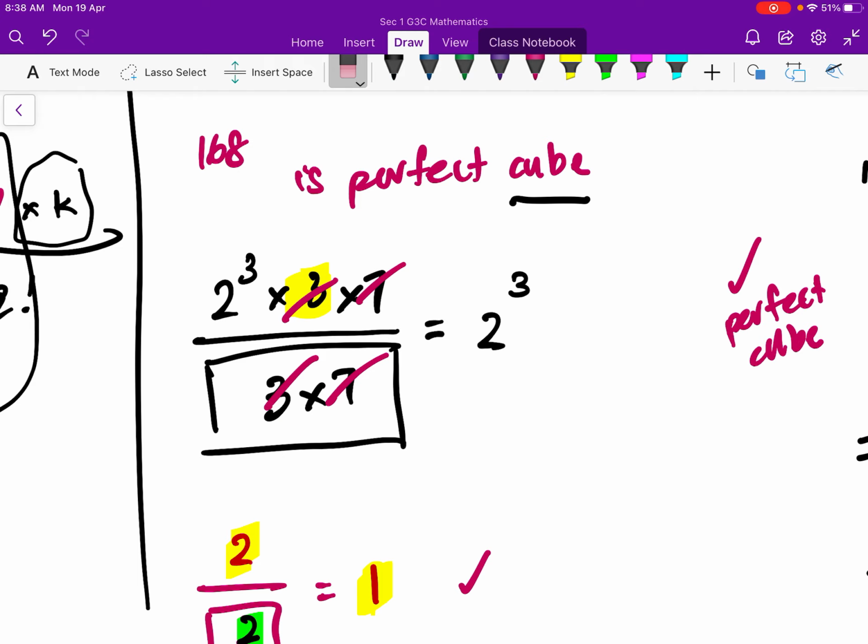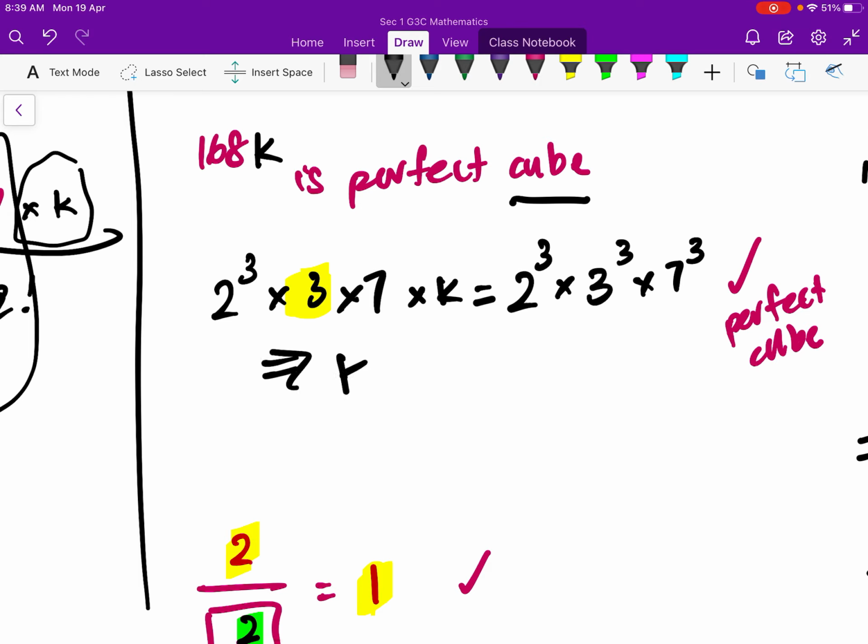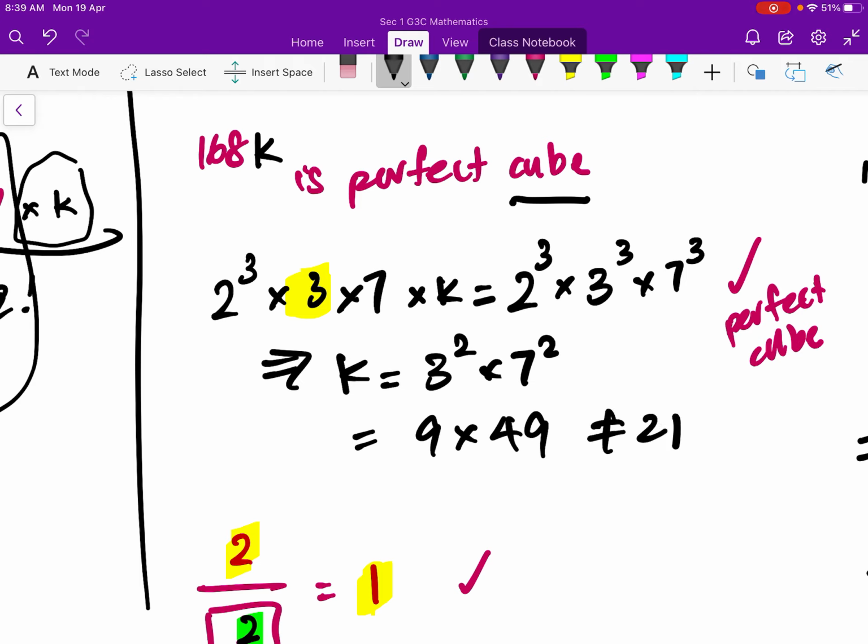Now I'm going to change this to become 168k. It's a perfect cube. Then what does it look like? Times k. So on the right hand side, it has to look like 2 to the power of 3 times 3 to the power of 3 times 7 to the power of 3. Increase all the powers to become multiples of 3. Therefore, k equals 3 to the power of 2 times 7 to the power of 2, which is 9 times 49, which is definitely not 21. So when it is a perfect cube, whether you are multiplying or dividing by k, you will get different answers. But for a perfect square, the answers will be the same.